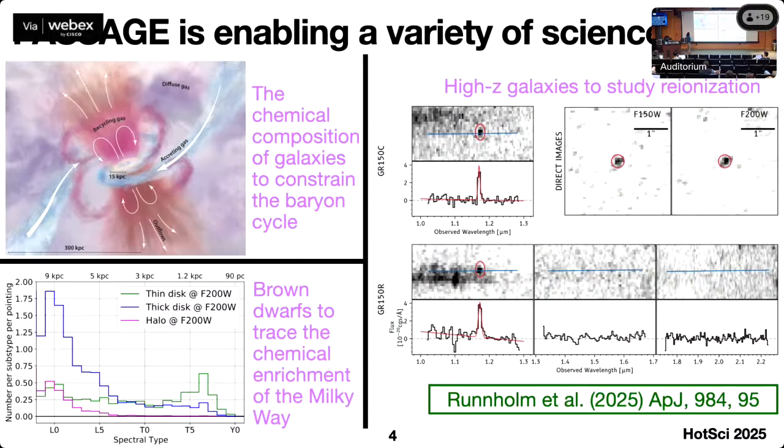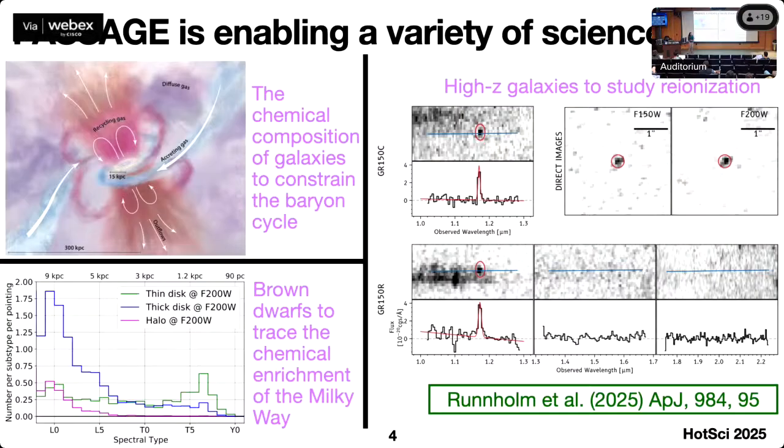We are also detecting brown dwarfs. And so here I'm showing you in this histogram the number of brown dwarfs we expect to detect per pointing. So with 63, you can imagine that we're going to have a very healthy sample. And we're detecting these in different parts of the Milky Way galaxy, so in the thin disk, the thick disk, and in the halo. And these brown dwarfs are really important because they retain the chemical composition with which they are born. And so they're fantastic for tracing the chemical enrichment history of the Milky Way.